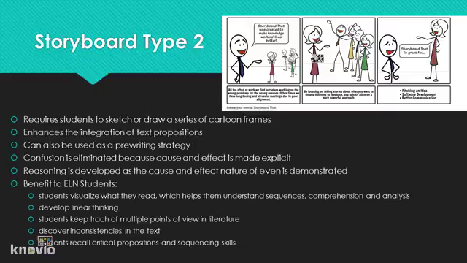The storyboard is very beneficial to ELN students because they're able to visualize what they read, which helps them understand sequences, comprehension, and analysis. It helps develop linear thinking. It helps students keep track of multiple points of view in literature, discover inconsistencies in the text, and recall critical things that are happening. So the use of the storyboard helps students not only understand cause and effect, but how to think linearly and how to keep track of multiple viewpoints within one piece of literature.